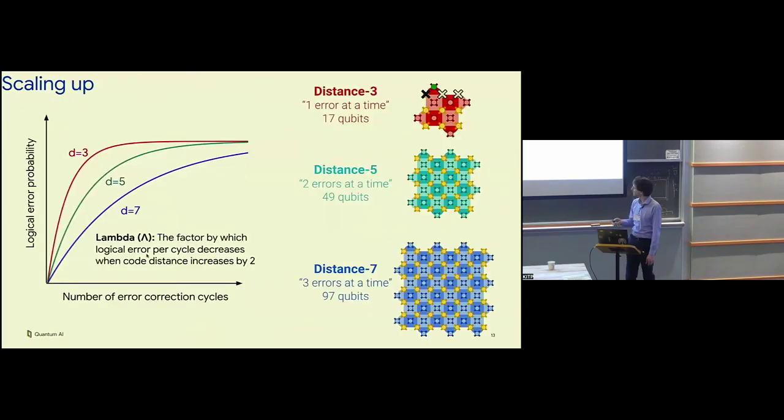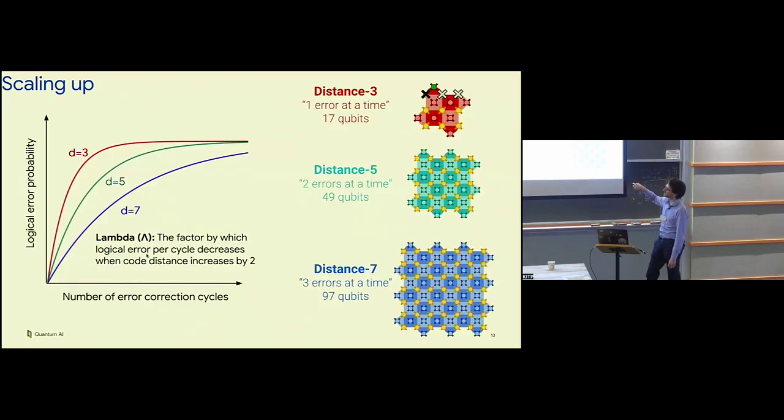Of course, what we care about right now is whether we can scale our device to larger distance in order to reach logical error rates that will allow application. To probe this, what we usually do is we measure the lambda. What is the lambda? It is the factor by which the logical error per cycle decreases when the code distance is increased by 2.